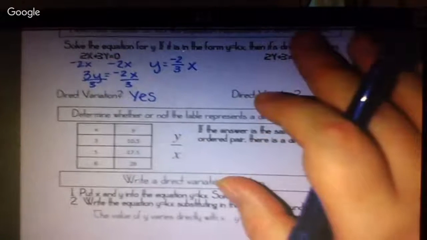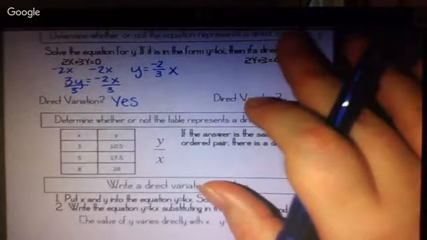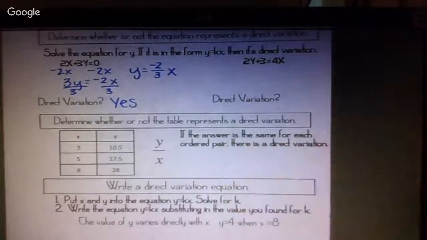Okay. There's the three. So, Brandon automatically looked at this one and said, this one should automatically be a no. Okay? There's that plus 3 there. Exactly. So, you are absolutely correct.